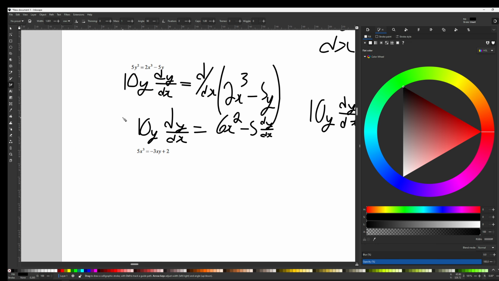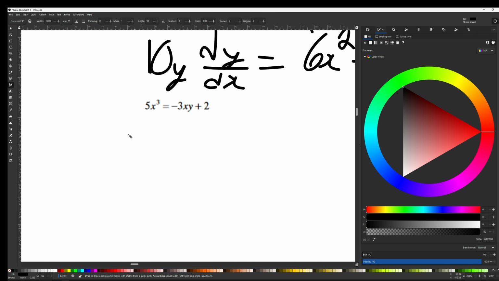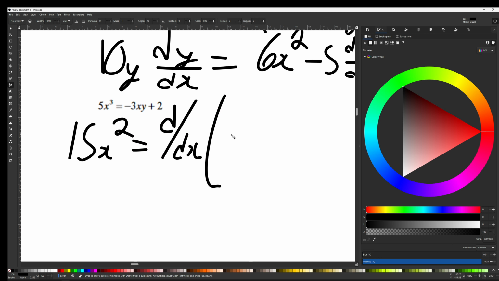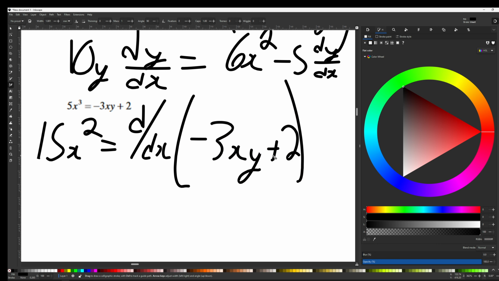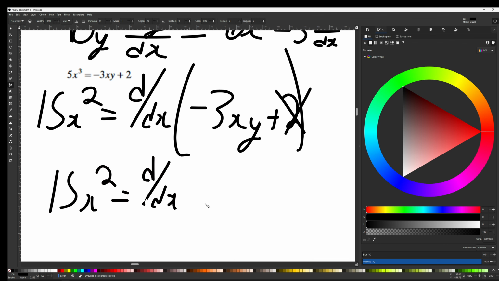Okay. Time for the last one. 5x cubed is equal to negative 3xy plus 2. So the derivative of 5x cubed is going to be 5 times 3x squared, which is 15x squared, equal to the derivative. And here I'm manually writing it out because this is a more complicated one. Negative 3xy plus 2. The 2 is just a constant, so we can cancel that out right away.